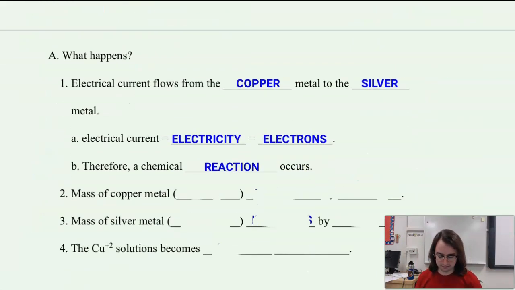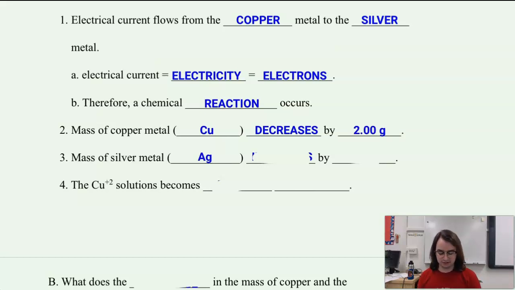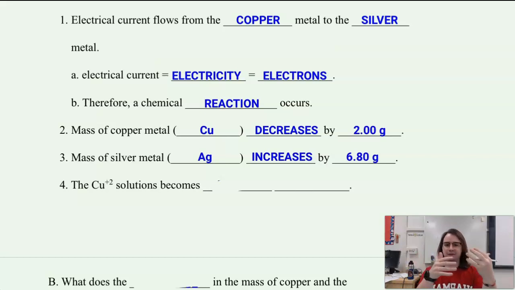Okay, let's keep going. How do we know that the electrons are flowing from the copper to the silver? Why couldn't it be the other way? Well, this is what we observe. In this procedure, the mass of the copper metal is decreasing by about 2 grams, and the mass of the silver metal increases about 6.8 grams. So we have to assume that something is leaving the copper and going to the silver. Based on what we know about electrochemistry, which you will learn as we keep going, it must be electrons.